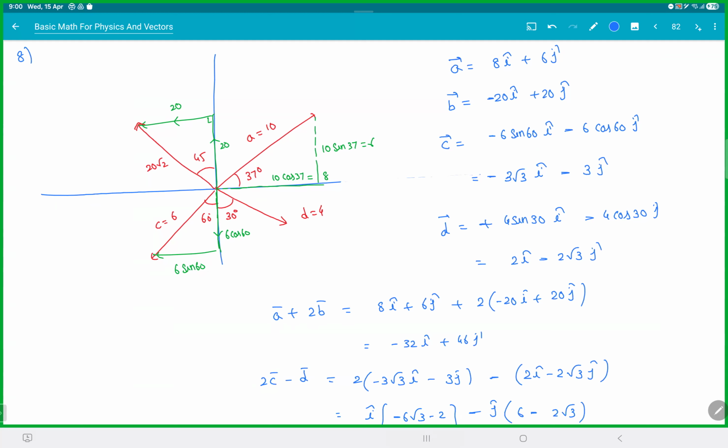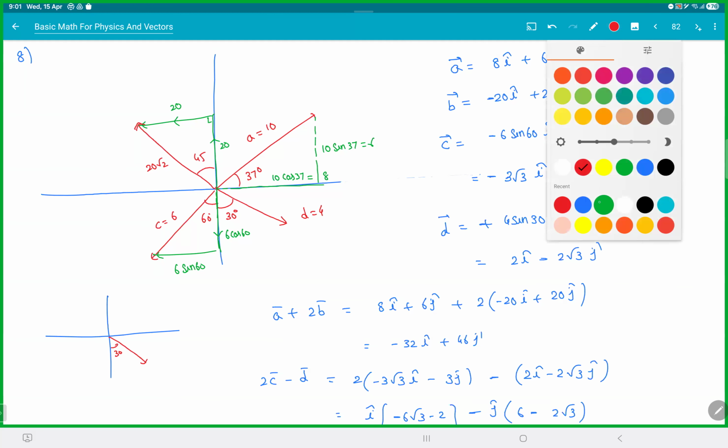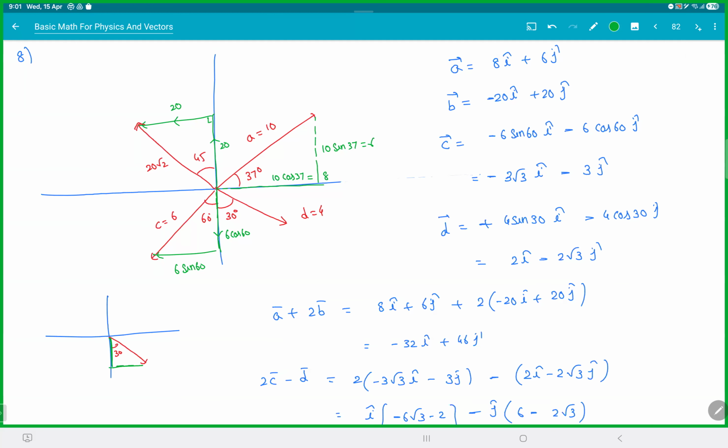Ananya, confused? Which part? A, B, C, D or the summation ones? So D, what to travel? Maybe I made a mistake here. Let's see. So this is 30 now. I will go down and then I'll go this way. So this will be 4 sine 30, opposite side, and this will be 4 cos 30 downward. So right is positive, 4 sine 30 i cap and minus 4 cos 30 j cap.